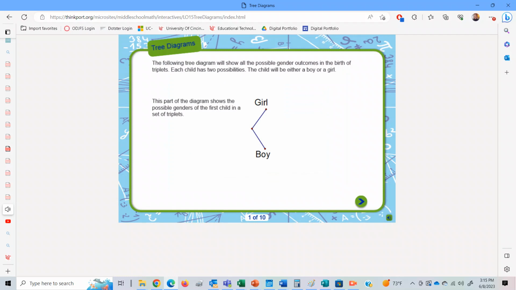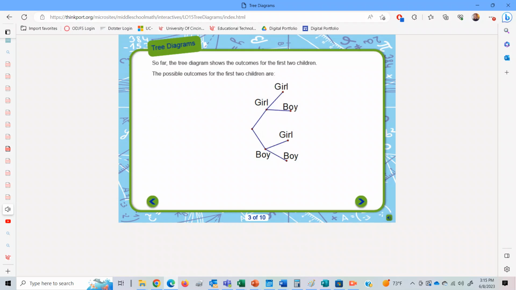Tree diagrams. The following tree diagram will show all the possible gender outcomes in the birth of triplets. Each child has 2 possibilities. The child will be either a boy or a girl. This part of the diagram.